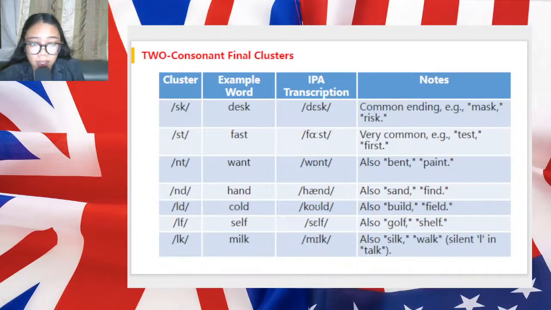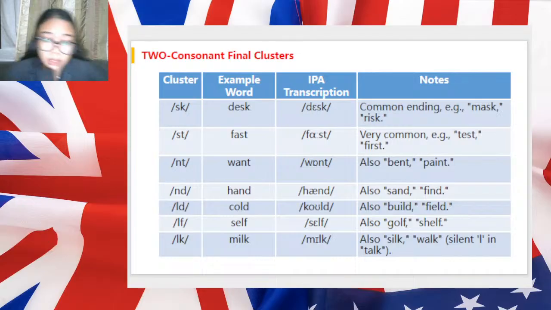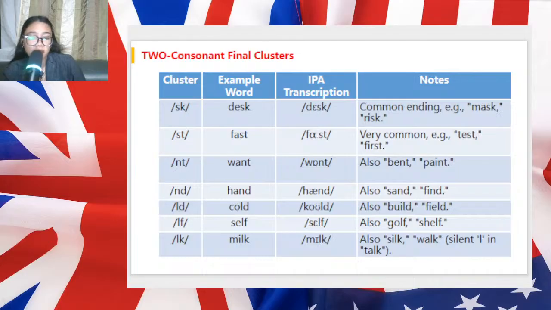Anyway, let's move on. Next, the LF cluster with the example word self. This combines the L sound with the F sound at the end of the word. Say, for example, again, the word self. So you pay attention to how your mouth moves from the L position to forming the F sound.